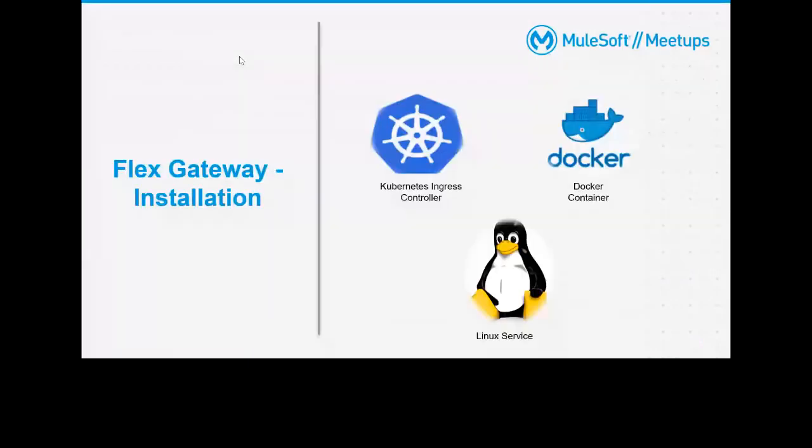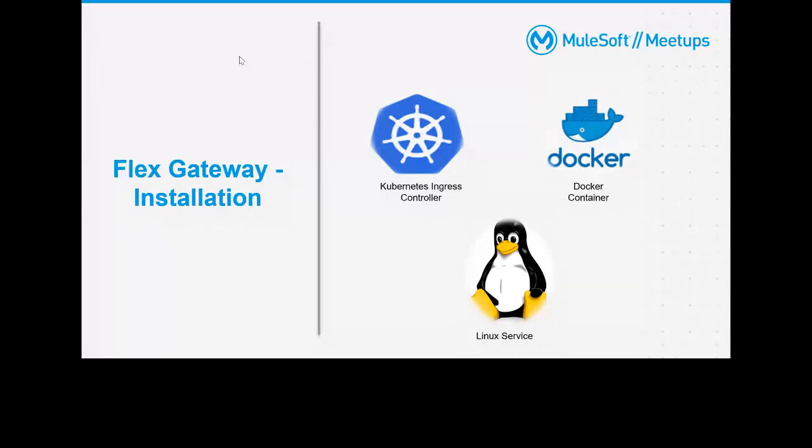So Flex Gateway installation can be done in three ways. It can be done as a Kubernetes Ingress controller, as a Docker container, and as a Linux service. In Linux, it supports Ubuntu and two or three other operating systems, but it doesn't support RHEL, the Red Hat Linux operating system. And it also doesn't support the Windows operating system directly, but there's a workaround.